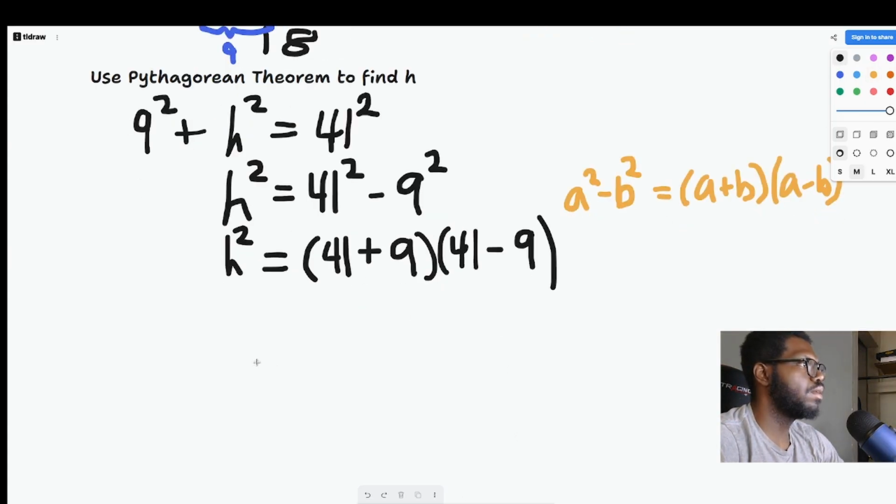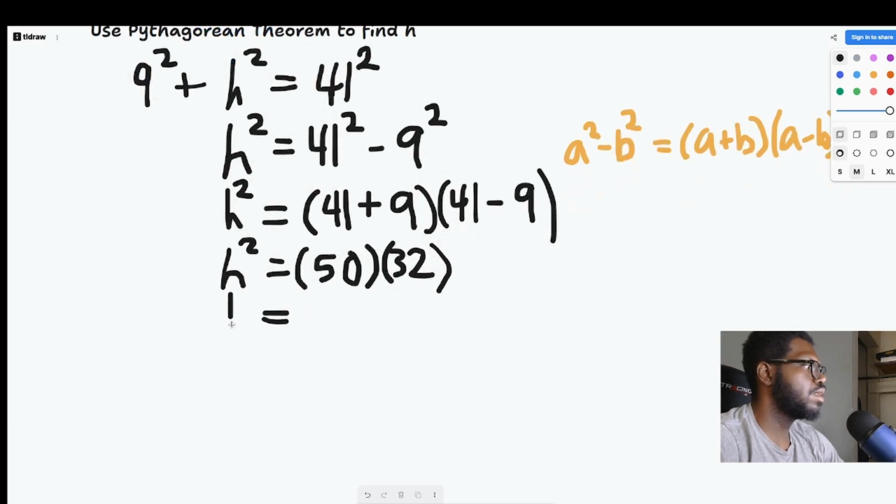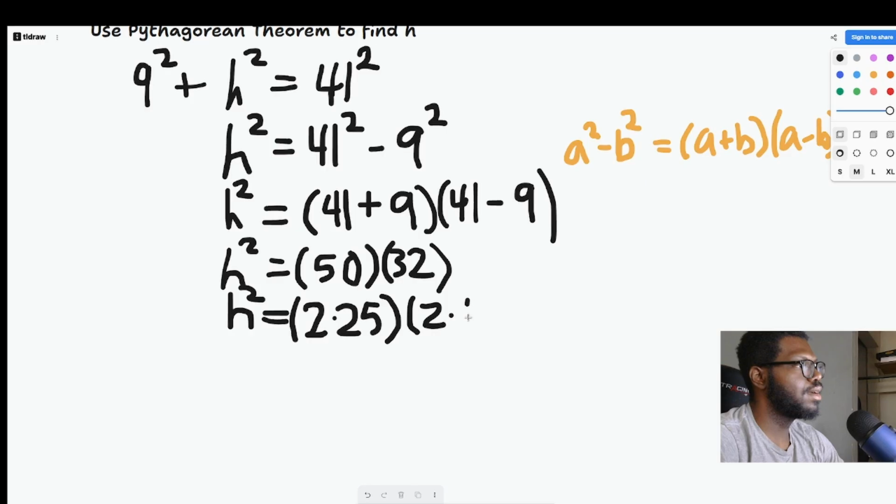I'm just going to keep going here. 41 plus 9 is 50. And 41 minus 9 is 32. And I'm going to do something that looks a little strange here at first. I'm going to write 50 as 2 times 25. And then I'm going to write 32 as 2 times 16. I know, it looks weird at first, but there's a method to my madness.